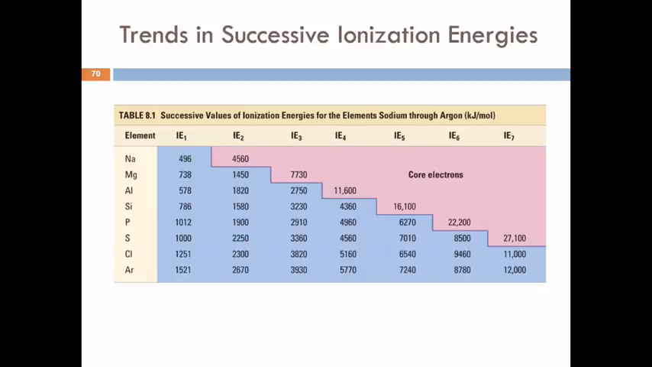Here are some trends in the ionization energies, and we're just going across that third period of the periodic table. What we see here is this leap, the increase from 496 to 4560, from 1450 to 7730. We're showing here that this is removing the first core electron, and that involves a large jump. And so we see this pattern going across the periodic table. Any questions?